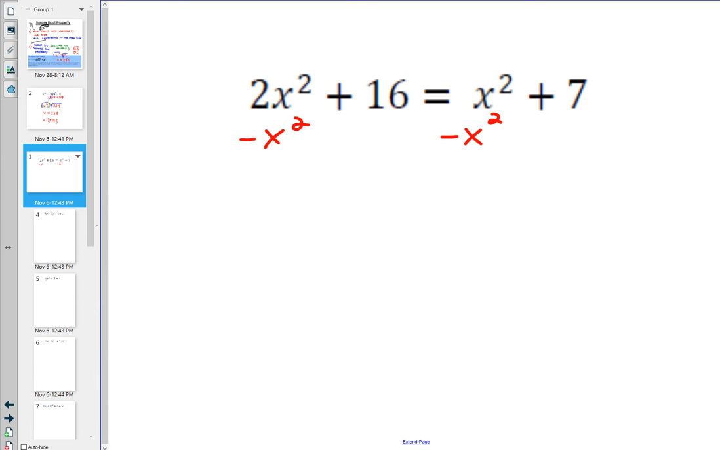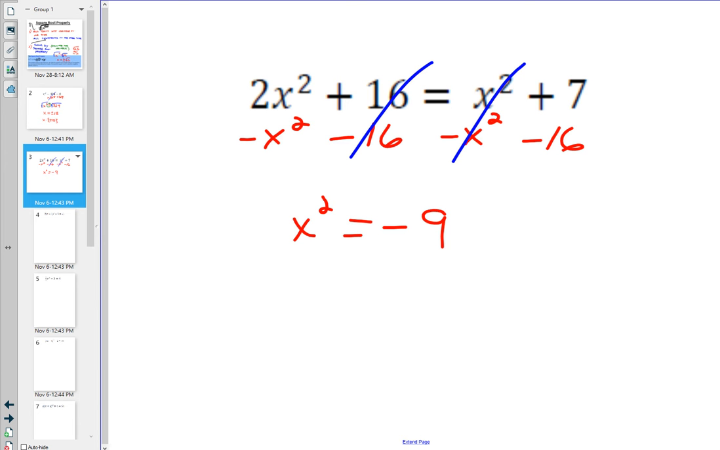It's going to move all the x squares to the left. And then what do I do after that? Subtract 16 to move all the constants to the other side. So I have 2x squared minus x squared is x squared. 7 minus 16 is negative 9. The only thing left to get rid of is the square.